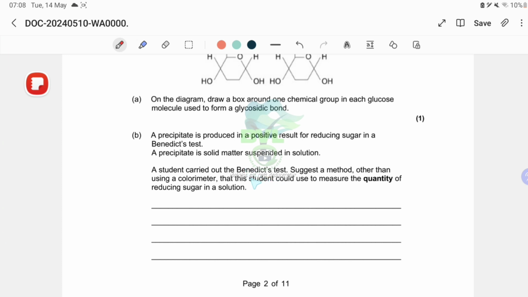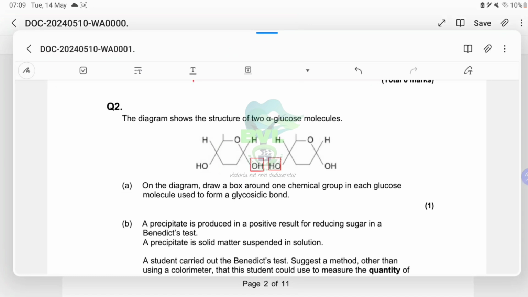So here we are trying to say, okay, use a colorimeter, please, to check for the amount. So what other way can you use to check for the amount, not just the presence? From this question, the answer is actually there. Okay, so let me show you the answer real quick.